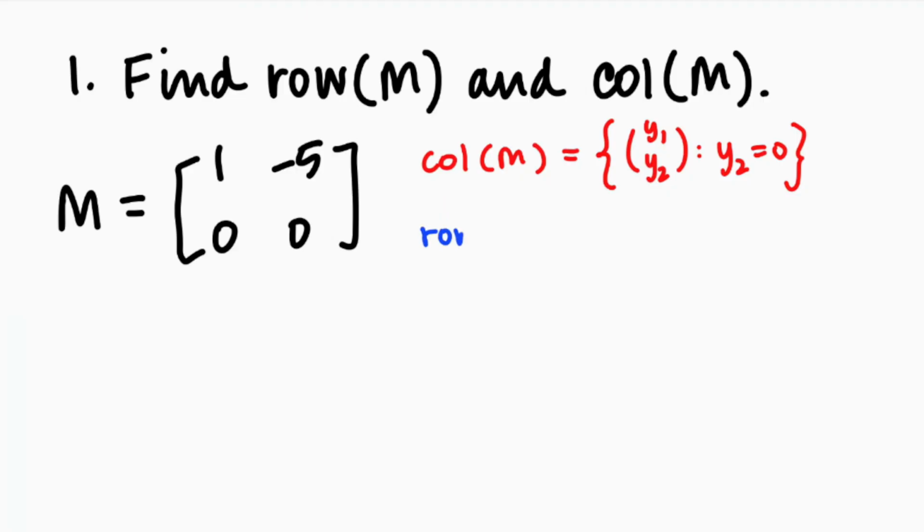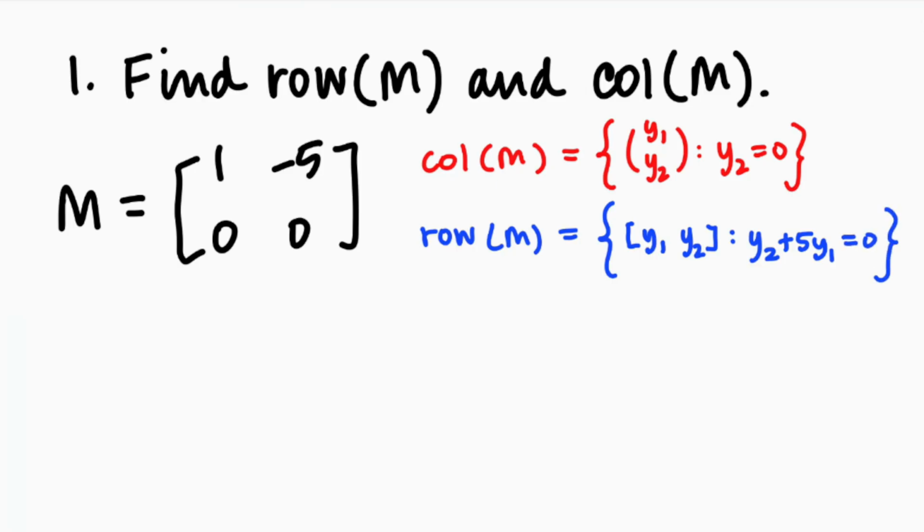And then for the row space of M, that row of all zeros is not really adding anything new to the space, so I'm just going to say it's all multiples of the row (1, negative 5). So (y1, y2), where y2 is negative 5 of y1. Right, yeah, y2 equals negative 5 of y1, but yeah. All right, and let's move on to the next one.